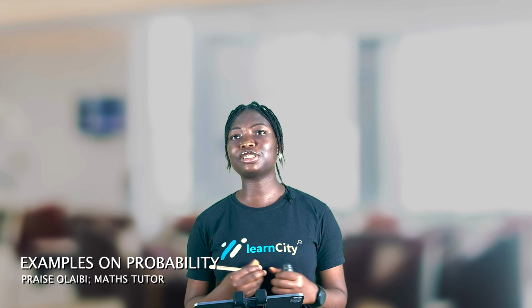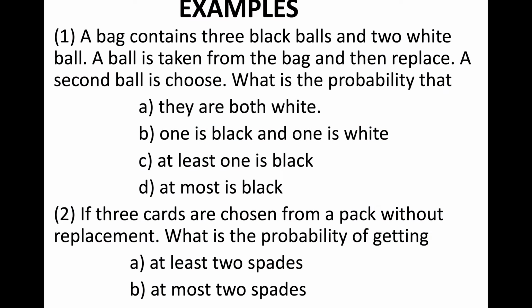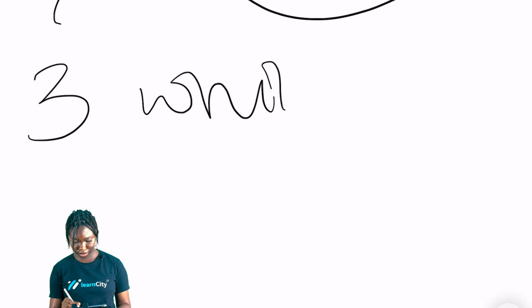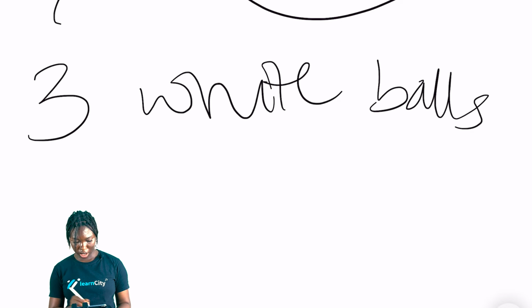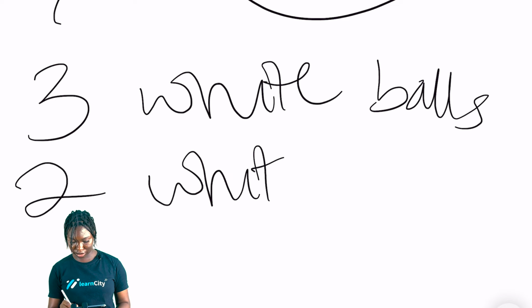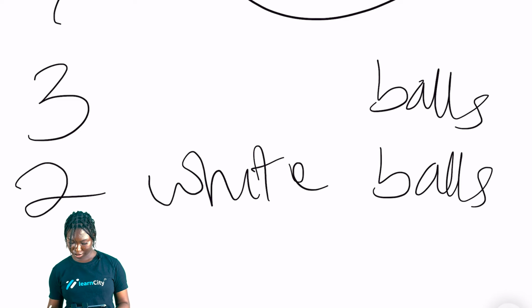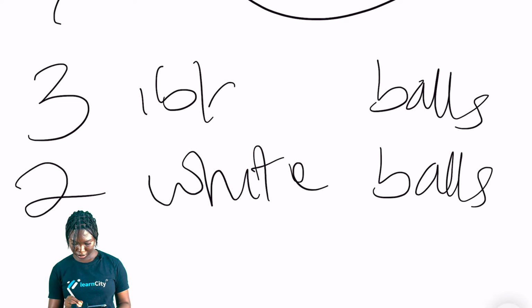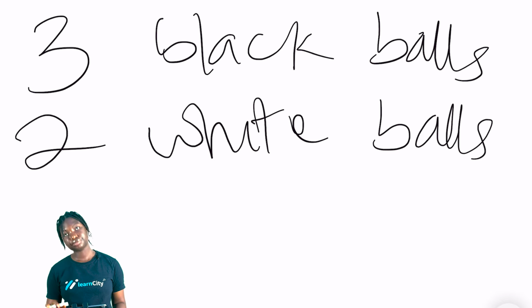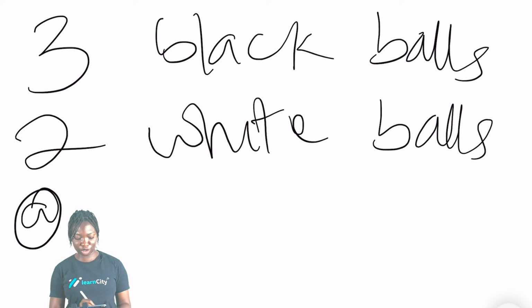So our first example today is: a bag contains 3 black balls and 2 white balls. A ball is taken from the bag and then replaced. Then a second ball is chosen. What is the probability that they are both white?